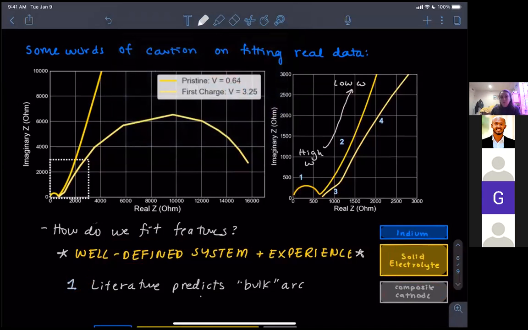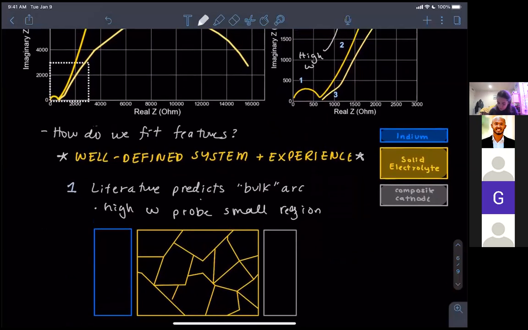What could that be? Literature, this is experience, this is me getting other people's experience, tells me that this is the bulk arc, meaning this is the resistance to ion transfer that exists in the bulk. And that comes from the idea that at high frequencies you're actually probing only a small region. So here I'm taking a schematic directly from Mary Louise's thesis, and I do not want to take any sort of credit for it.